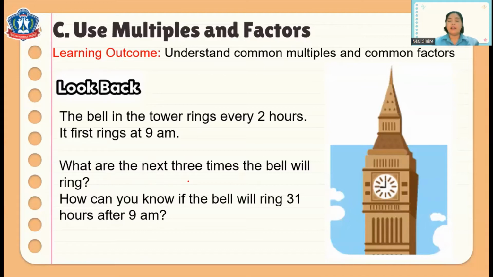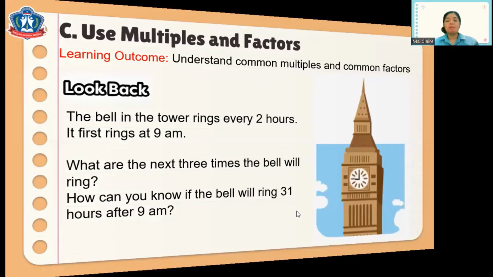So look at this bell. The bell in the tower rings every 2 hours. It first rings at 9 a.m. So what are the next 3 times the bell will ring? And how can you know if the bell will ring 31 hours after 9 a.m.? So let's share your answer during our class, children, and try to find the next 3 times that this bell will ring.